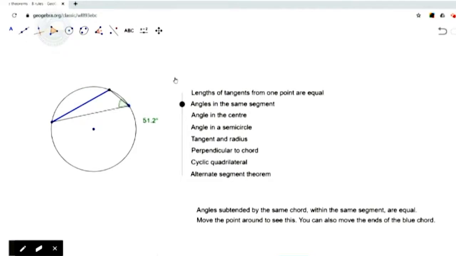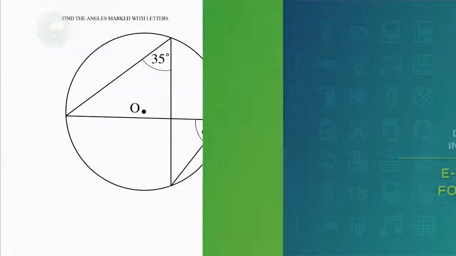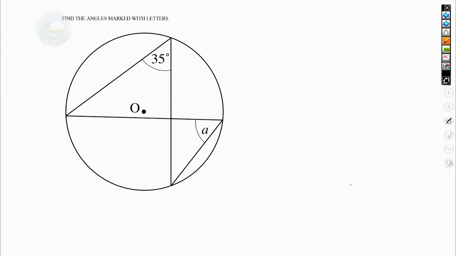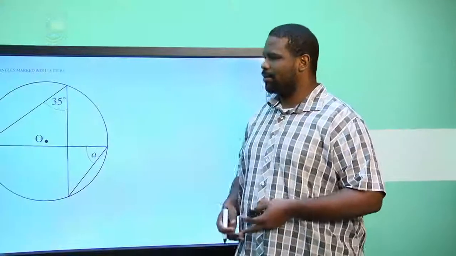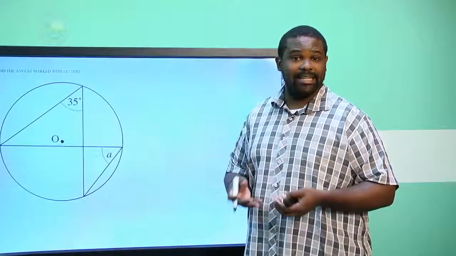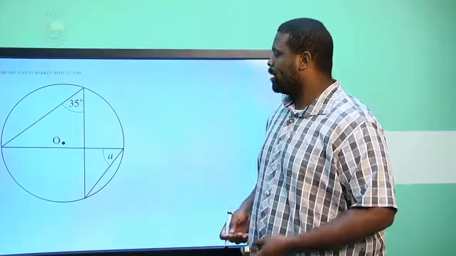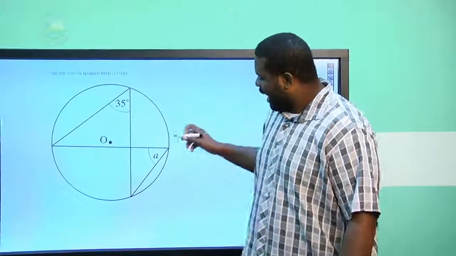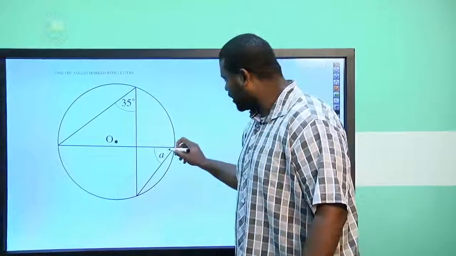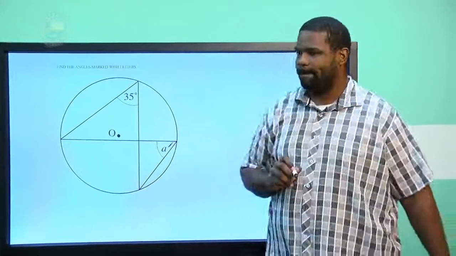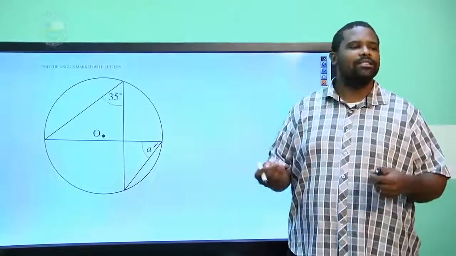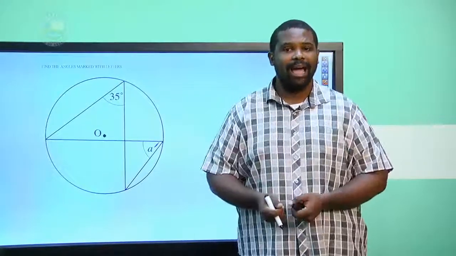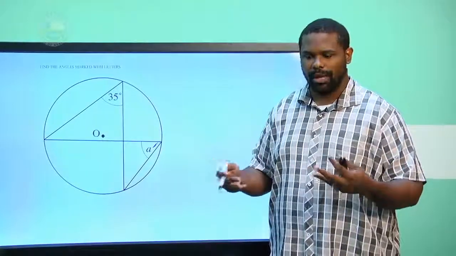So that is the rule. Any angle subtended by the same chord in the same segment at the circumference are equal. So let's practice this rule. Again, the rule is any angle subtended by the same chord at the circumference within the same segment is going to remain the same. So here they ask us to find the angles marked with letters. And in this example, we only have one angle marked with a letter, and that's the angle A. When it comes to circle theorem, it's always good to start with what you know and go to what you don't know as yet.